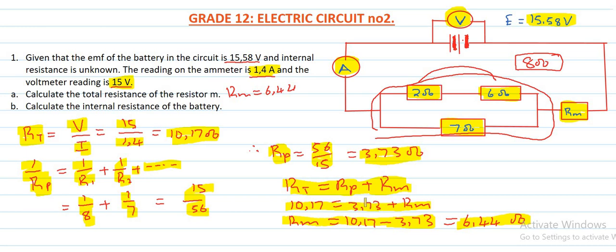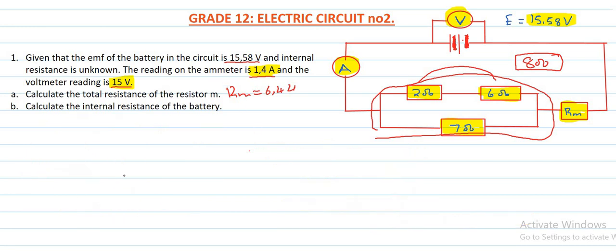That's question number 1. Let's look at the second question. They said calculate the internal resistance of the battery. For us to calculate the internal resistance, we need to start by calculating the lost volts. The lost volts will be equal to the emf, which is 15.58, minus the total voltage, which is 15. The lost voltage inside the battery is 0.58 volts.